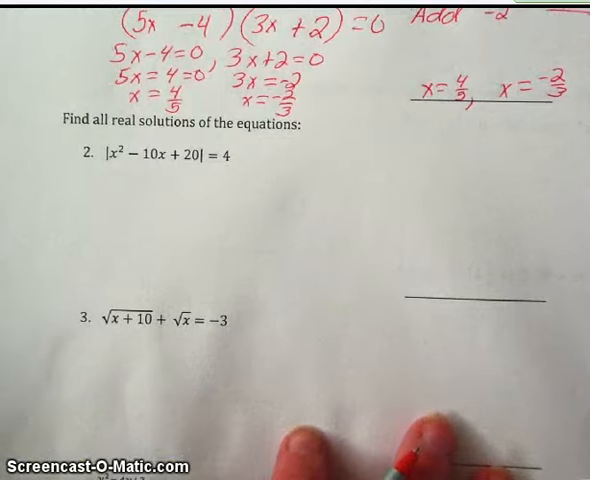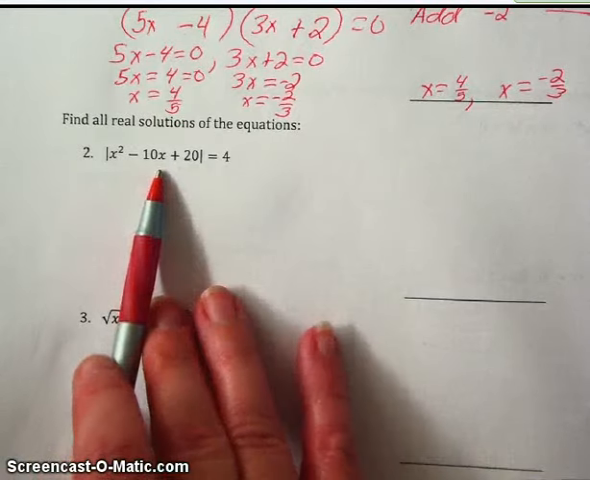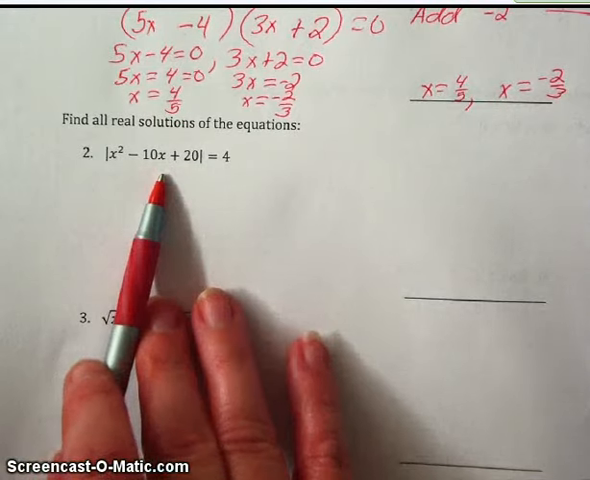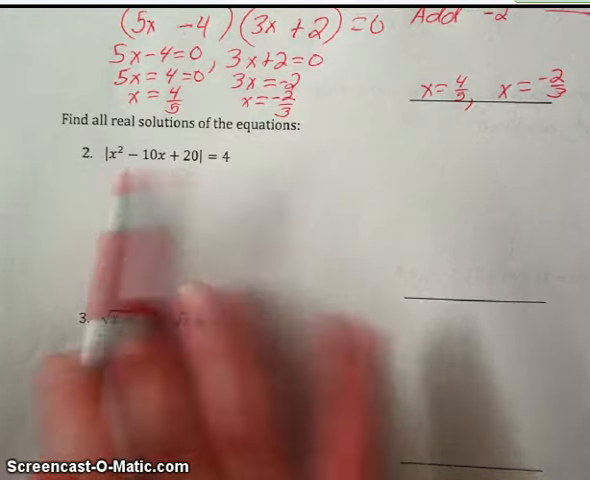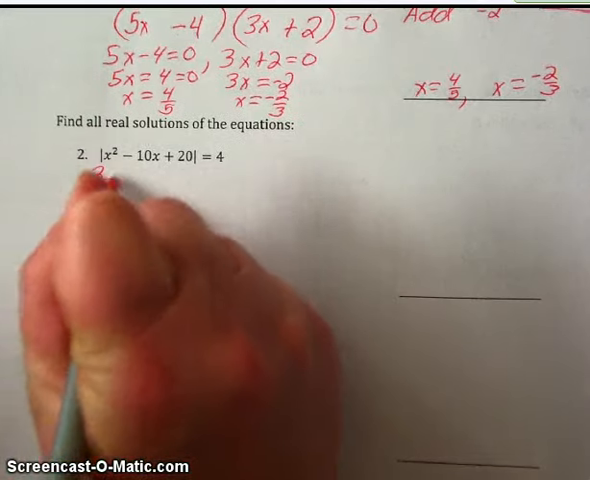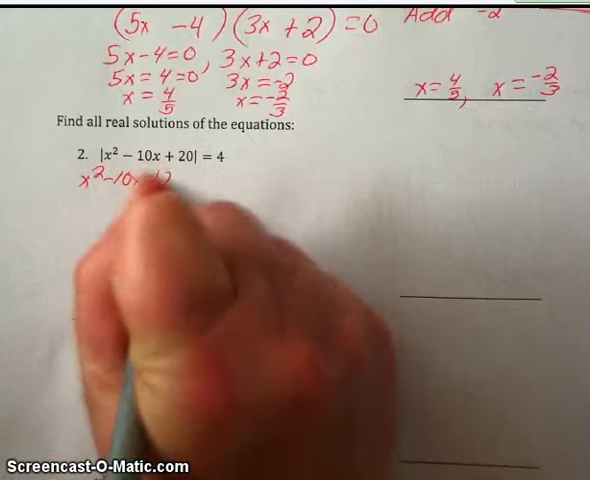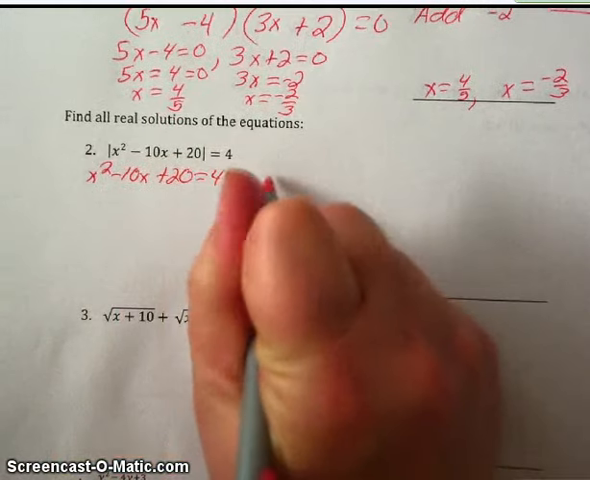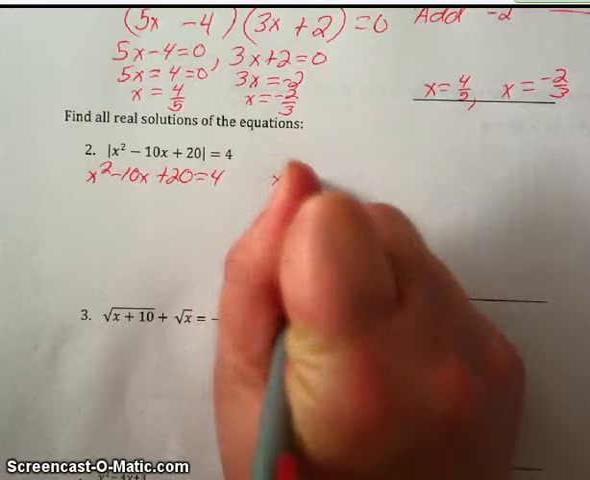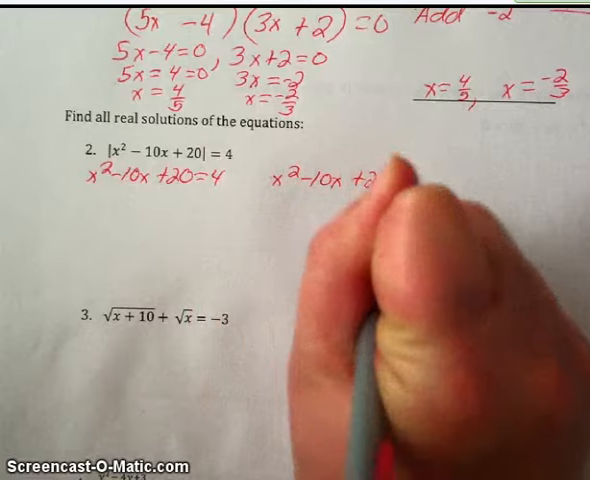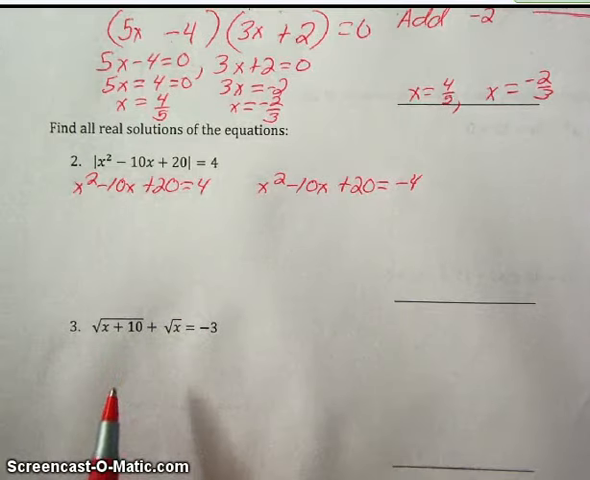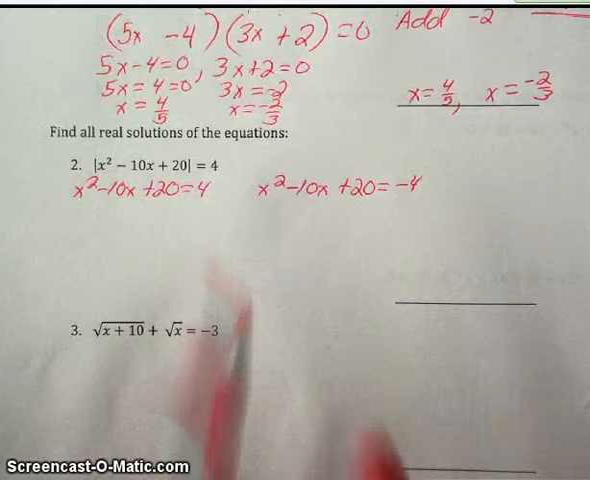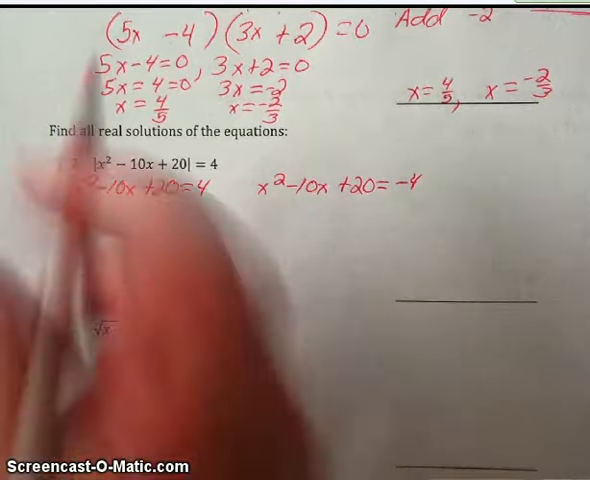All right, for my absolute value, this is a quadratic, okay? I'm going to write two separate equations, one x squared minus 10x plus 20 equals 4, and then the other one, x squared minus 10x plus 20 equals negative 4. I'm going to solve both equations. I'm going to put them in standard form first. So the one on the left, I'm going to subtract 4.